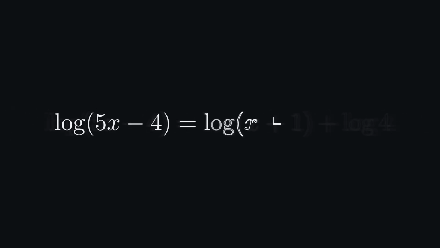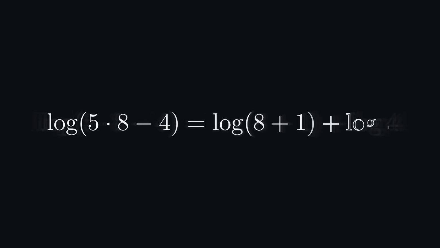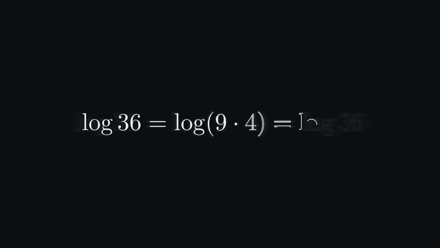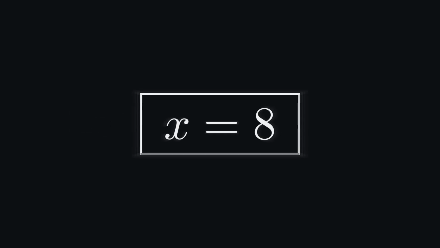Now, let's quickly check our original equation. Substituting x equals 8, we have log of 36 equals log of 9 plus log of 4. This simplifies to log of 36 equals log of 36. Our calculations confirm that both sides are equal. Thus, the final answer is x equals 8.